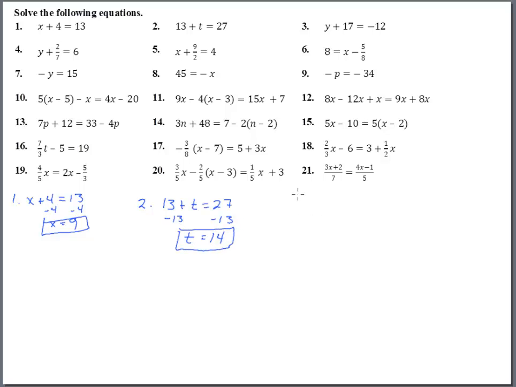Box those answers right there. Number 3, y plus 17 equals negative 12. Subtract 17, and we get y equals negative 29.